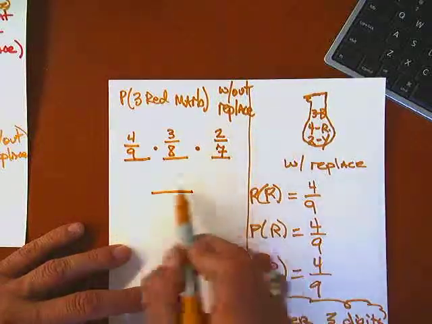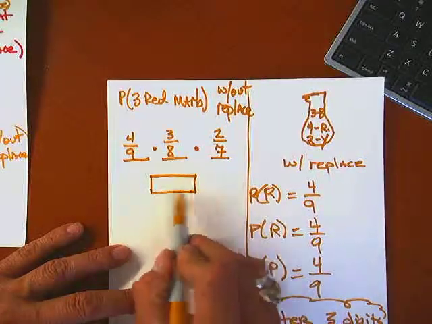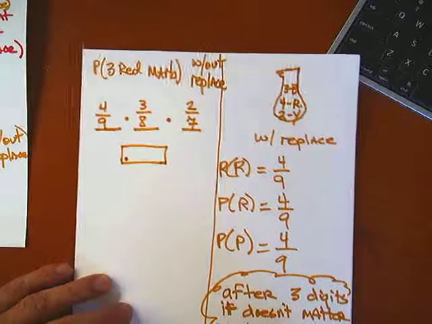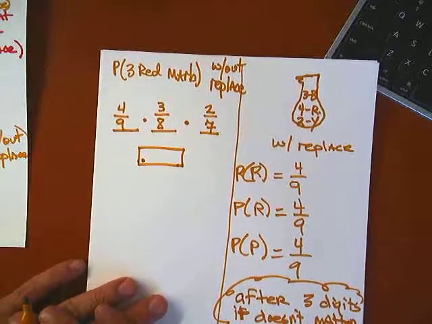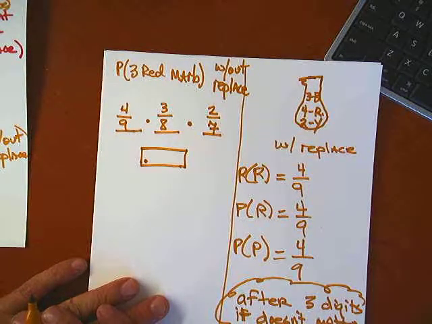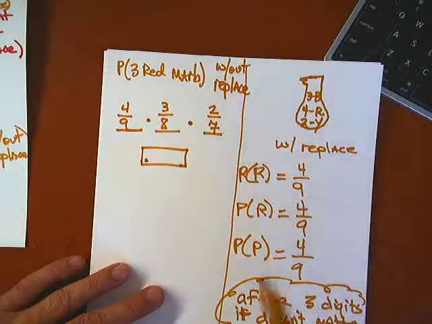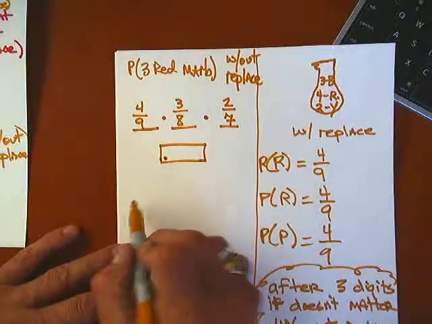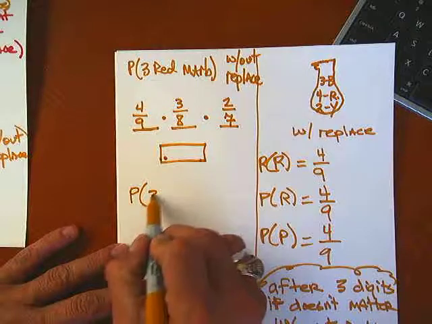First one is going to be 4 out of 9. Second one is going to be 3 out of 8. And the third one is going to be 2 out of 7. And I would multiply those 3 and get a decimal, and that would be my answer.